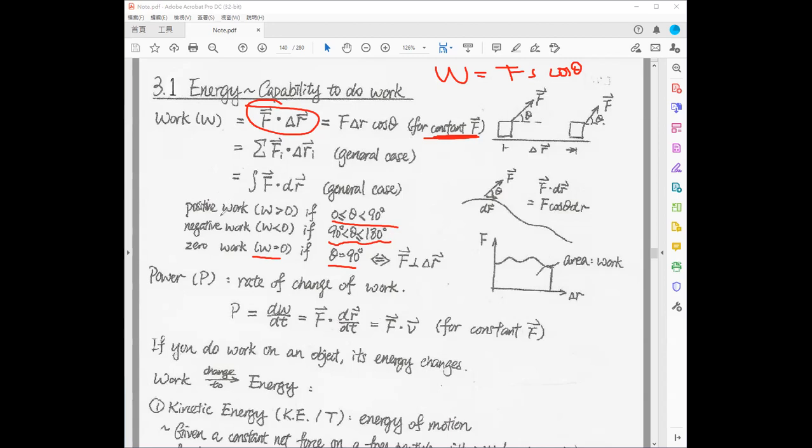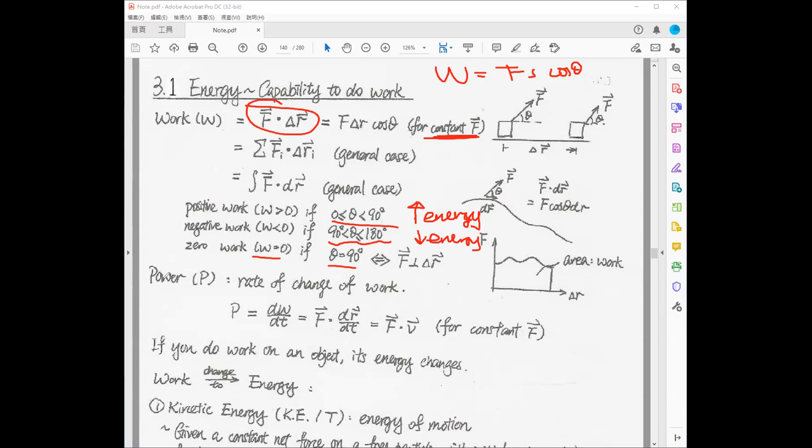So what does the positive, negative, and 0 work done mean? For positive work done, it means that you increase the energy of the object. Now we are not specifying which kind of energy it is. We just say that it increases the energy of the object. If it is a negative work done, it decreases the energy of the object. And for 0 work done, the energy of the object does not change by this force. So this is the concept of the work done.